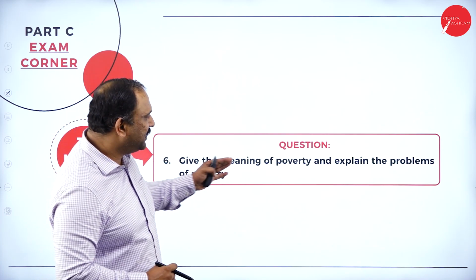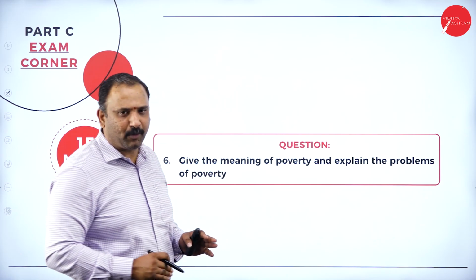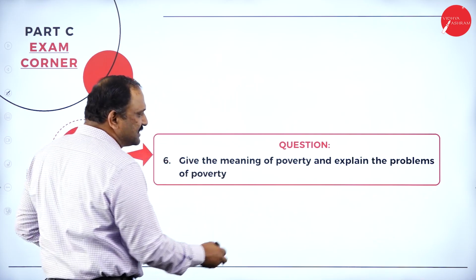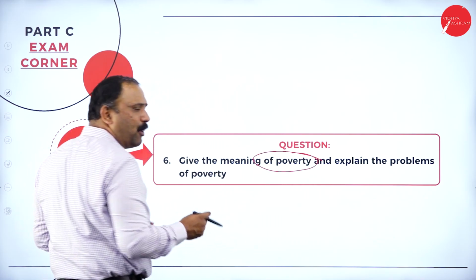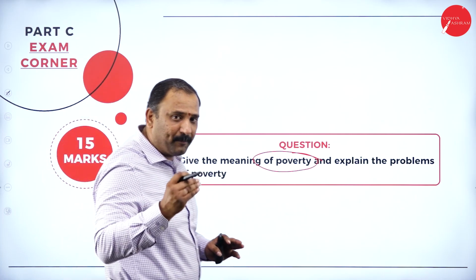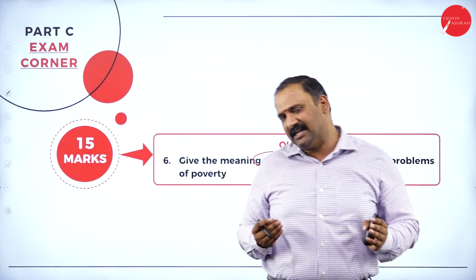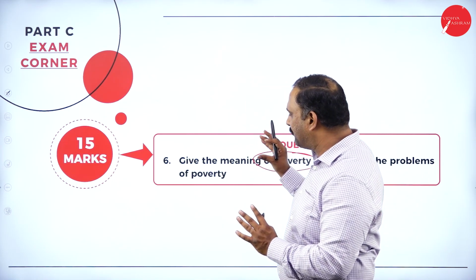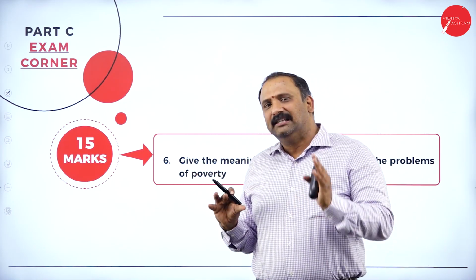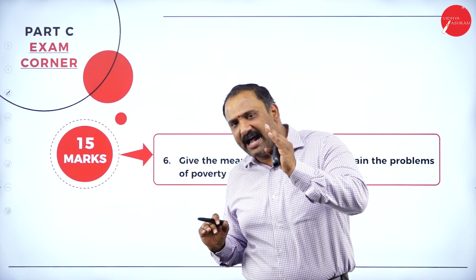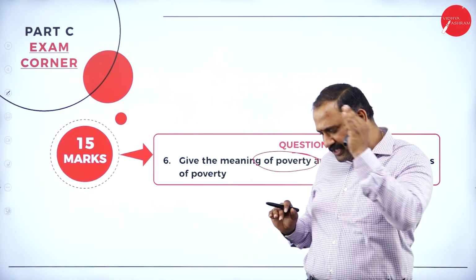Followed by, give the meaning of poverty and explain the problems of poverty. Now, again, if you look here, this is a very, very generic question. Poverty is something that you have been visualizing, you've been able to understand when we are talking about the Indian economy. Poverty is something that we know about. Why? Because of the amount of suffering that India has gone through right from the time of the British till now.